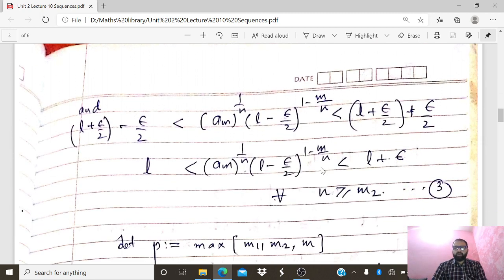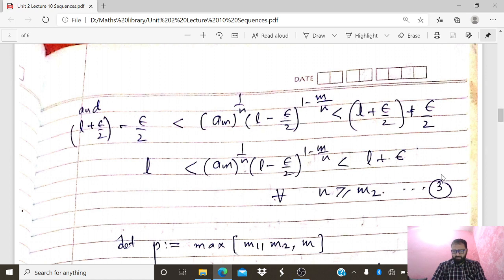Similarly, if you go on doing a similar exercise, here is a mistake. Where I have pointed here, this is not minus, this is plus, so please rectify it. So this is a_m raised to power 1 by n, times (L plus epsilon by 2) raised to power 1 minus m by n. This comes out to be greater than this and less than this, and this turns out to be L plus, again I am repeating, L plus epsilon by 2. This comes out to be lying between L and L plus epsilon, and this is true for all n greater than or equal to m2.